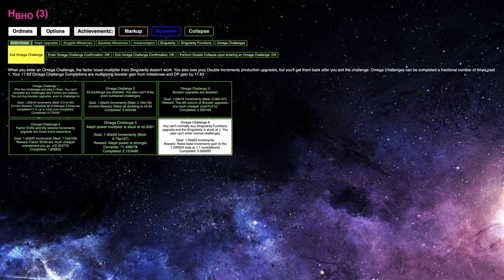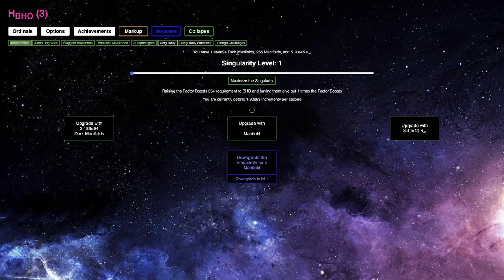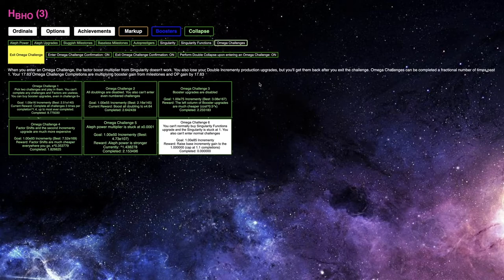Omega Challenge 6: easy to reach the back 1 Howard ordinal, cannot buy functions, I'm stuck at Singularity 1, and I'm getting 8E83 incrementing per second. And also, I actually did take a look at this reward, and it raises the base incrementing cap to the... essentially, I thought it was just going to be the number of completions of this. So, yeah, this is pretty useful.